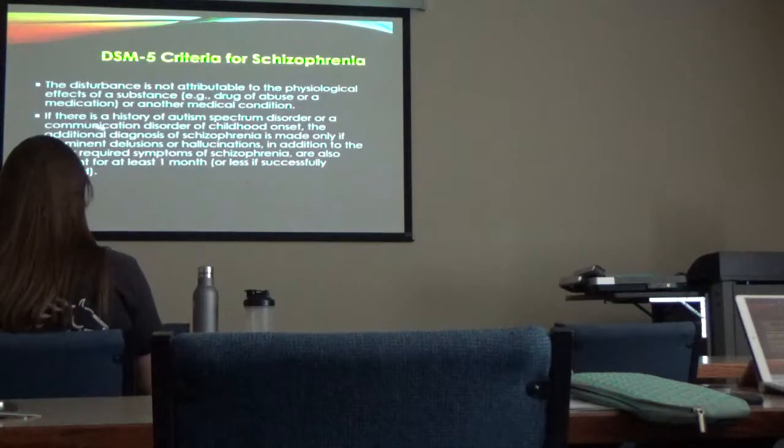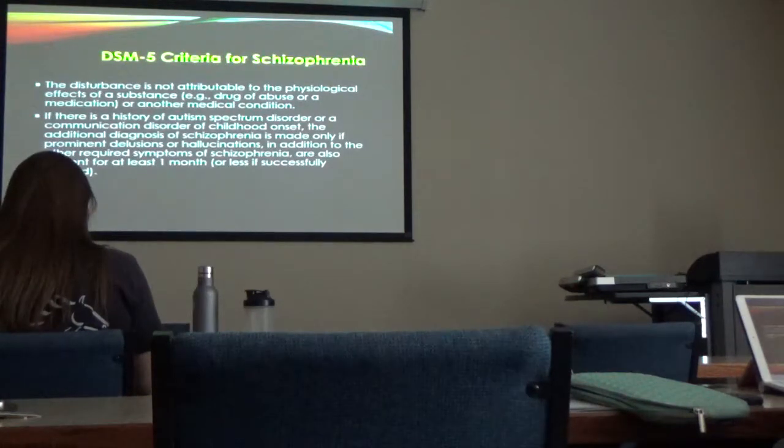Then if there is a history of autism spectrum disorder or a communication disorder of childhood onset, the additional diagnosis of schizophrenia is made only if prominent delusions or hallucinations, in addition to the other required symptoms of schizophrenia, are also present for at least 1 month. It will make sense when you have the autism spectrum disorder. A lot of their presentation is kind of odd. It's not interactive, it's not as expression-filled as you might be familiar with, and there's a lot of movement that may not be what we call, quote-unquote, normal.